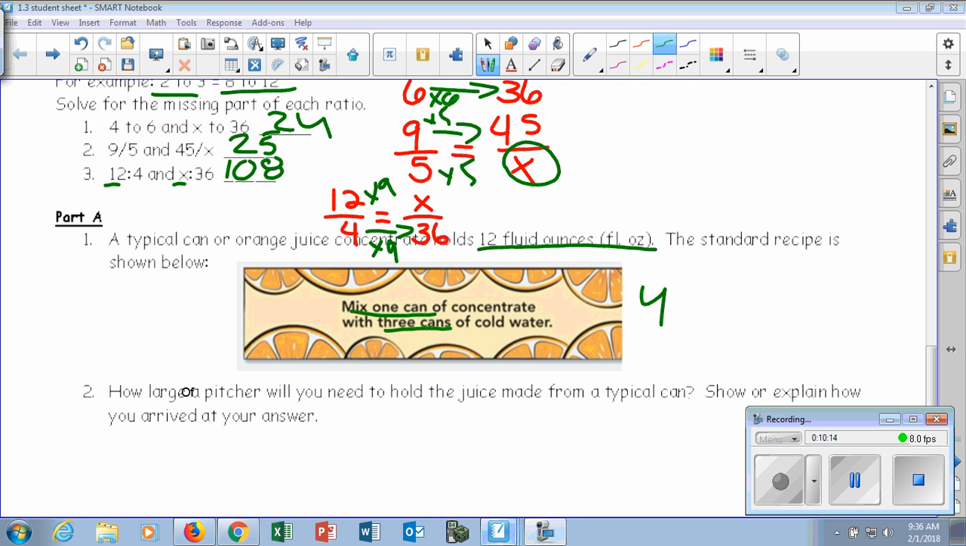Well, in question 2, it says, how large a pitcher will you need to hold the juice made from a typical can? Well, here's my typical can. And how large of a pitcher will I need to hold all the juice? What do you think? How would we do that? Lily?